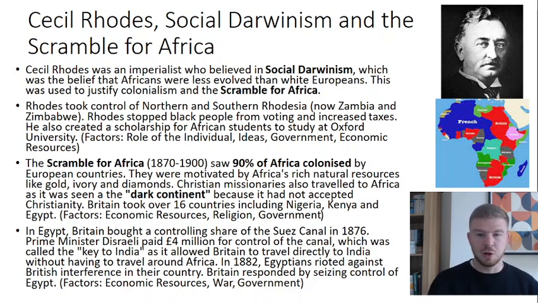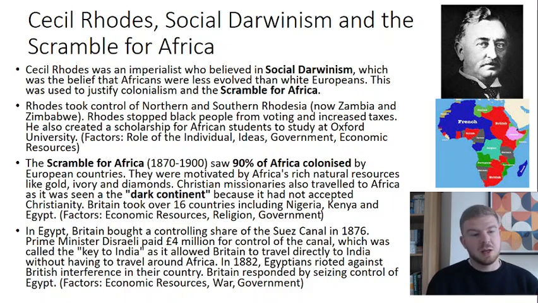We've seen Britain travel over, particularly for gold, ivory and diamonds. But the other reason for that is partly religious. Christian missionaries sometimes referred to Africa as the Dark Continent because tribal religion was seen as much more important and they had not accepted Christianity. In this period of the Scramble for Africa, Britain took over 16 countries, including Nigeria, Kenya and Egypt. So all of those places begin to form this British Empire.